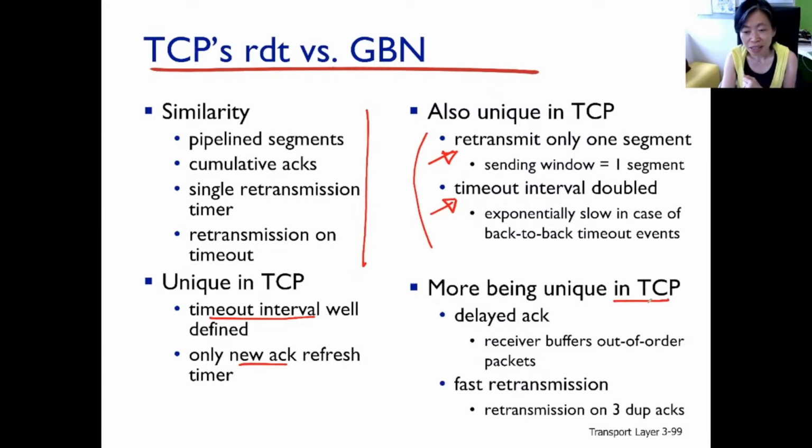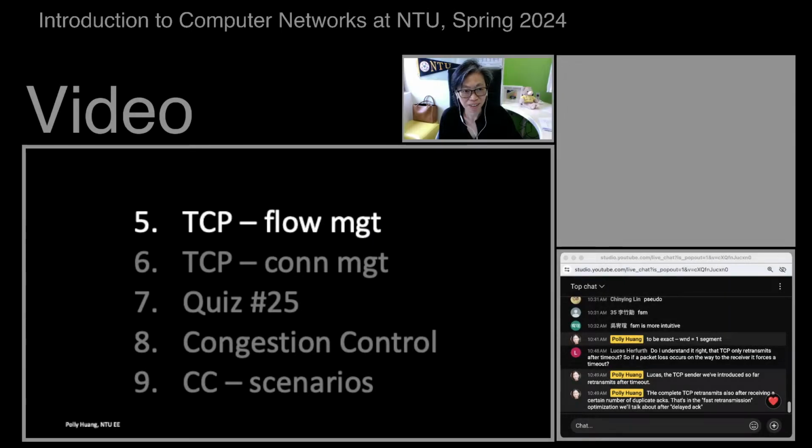More unique in TCP are these. The TCP receiver here is also trying to reduce the effort of sending ACKs. The TCP receiver also tries to buffer data that arrives out of order, so memory is required at the TCP receiver, unlike the Go-Back-N receiver. TCP also implements fast retransmission, so for certain patterns of loss, we get to recover faster instead of always waiting for a timeout. All right, so that is the full comparison between TCP and Go-Back-N.